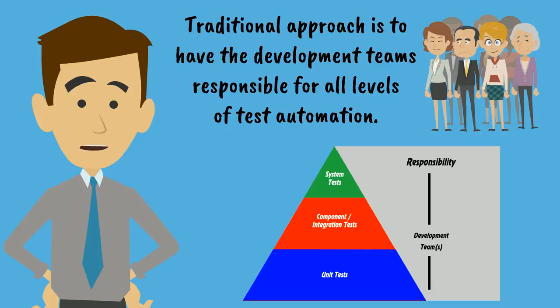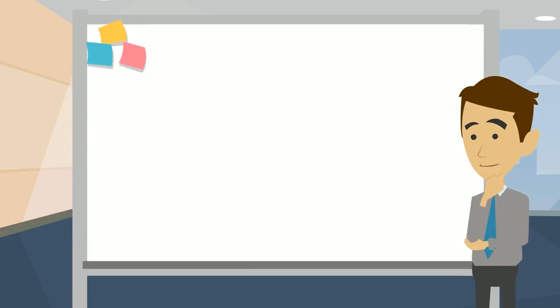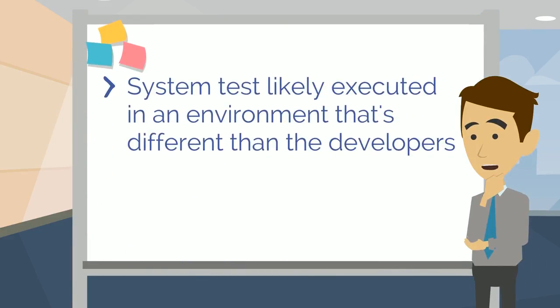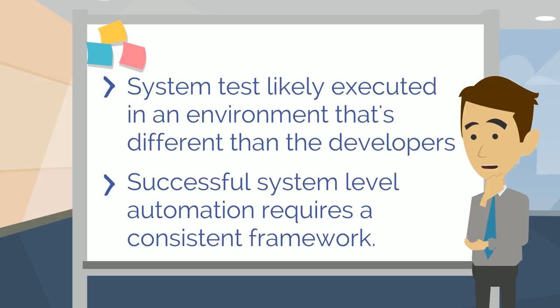However, automated system testing has important differences that make this approach difficult. First, the system test is likely to be executed in an environment that's different than what the developers are developing in. Second, successful system-level automation requires a consistent framework. Having a handful of different teams maintaining separate portions of the solution makes it extremely difficult to maintain consistency, especially when the tests are cross-functional. Common symptoms include keywords that are duplicated or common keywords that are changed for one purpose but are broken in the context of other tests.